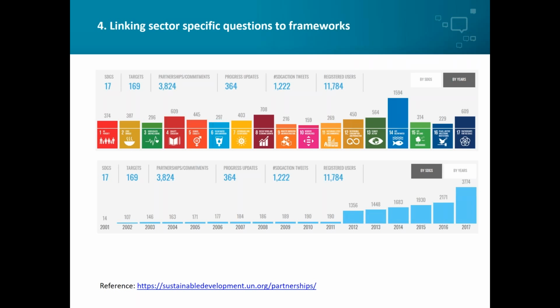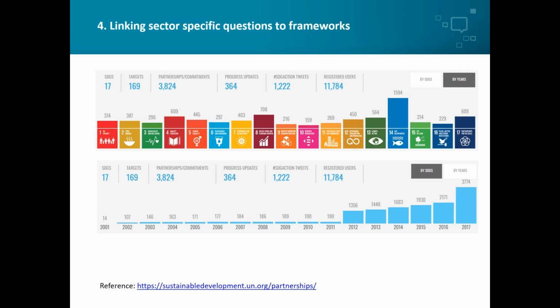We've seen that in various sectors. A good example would be the mobile operators sector. About 800 mobile operators across 300 companies have all come together and are reporting as a sector on the SDGs. And there's also guidance around this.